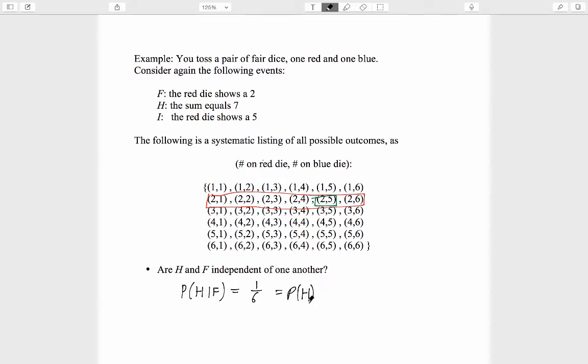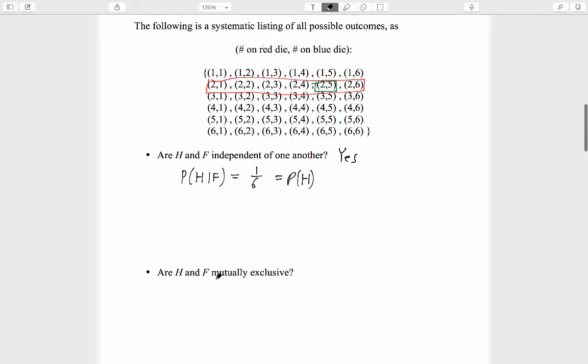That means that these probabilities, the before probability and the after probability, are equal to one another. The answer here is yes. Knowing that F has occurred has no impact on how likely we think it is that H will occur.